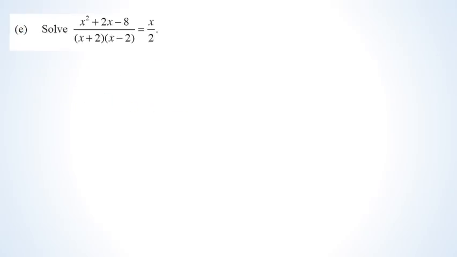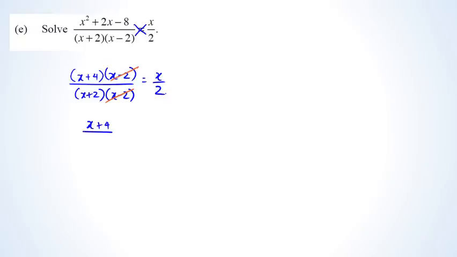All right, so with this question, you can cross multiply, but if you cross multiply, you're going to end up with a cubic and it's going to be ugly. So the first thing you really want to do is factorize the numerator there. You would have done this in the previous question because it was the same quadratic. So you can write it as x plus 4, x minus 2 divided by x plus 2 and x minus 2 equals x over 2. You can see that x minus 2 and x minus 2 cancel out. Now you have x plus 4 divided by x plus 2 equals x over 2.